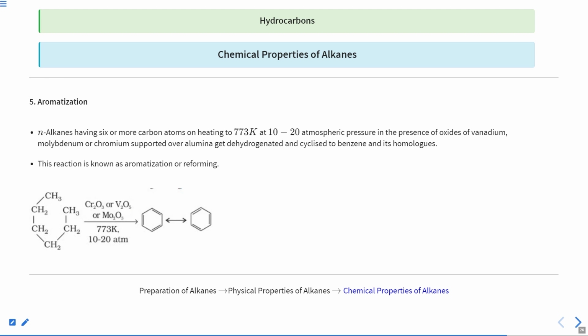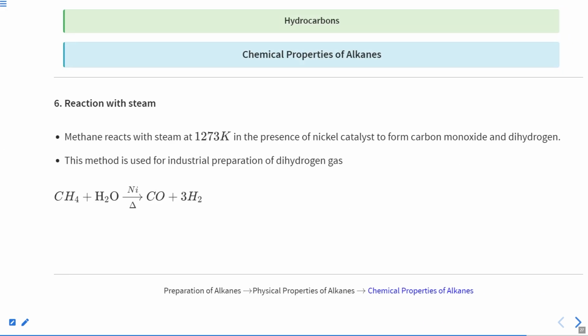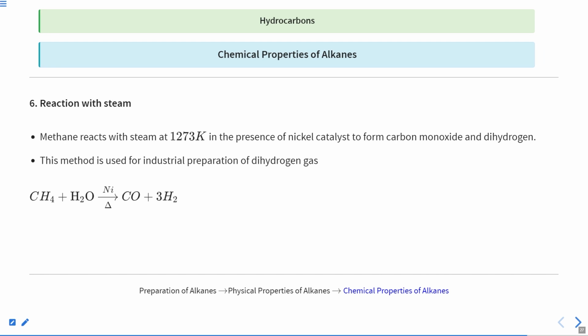Got it? Now next is reaction with steam. Methane reacts with steam at 1273 Kelvin in the presence of nickel catalyst to give carbon monoxide, which is a very harmful gas, and this process is used for the industrial preparation of dihydrogen gas. So what we do is we treat our methane with water in the presence of nickel catalyst and heat, and that gives us carbon monoxide and hydrogen.